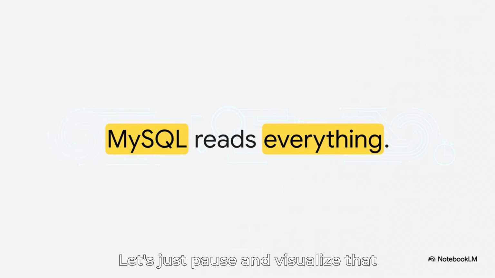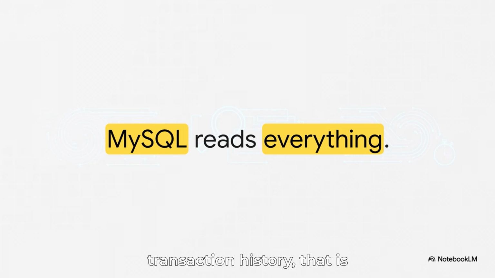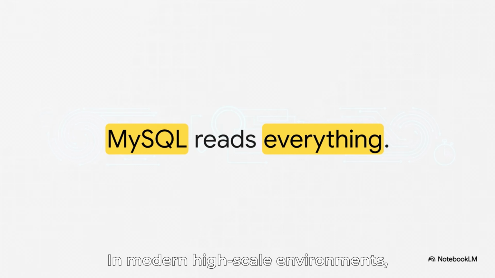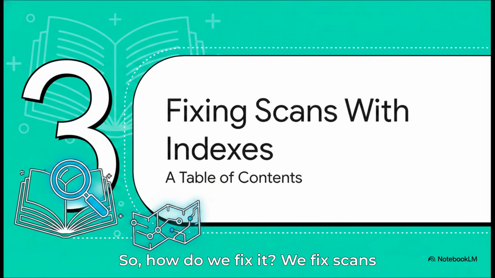Let's just pause and visualize that for a second. Scanning a table with 10 rows, totally fine. But scanning 100,000 or maybe a million rows sequentially every single time a user clicks on transaction history, that is computationally exhausting. It's going to eat up your CPU, it's going to thrash your disk I/O, and it will completely bottleneck the entire system. In modern high-scale environments, this is hands down the #1 cause of database-induced latency. So, how do we fix it? We fix scans with indexes by basically giving MySQL a table of contents.